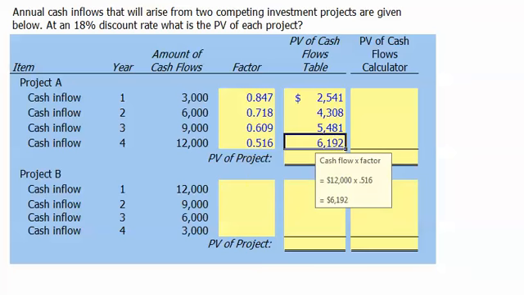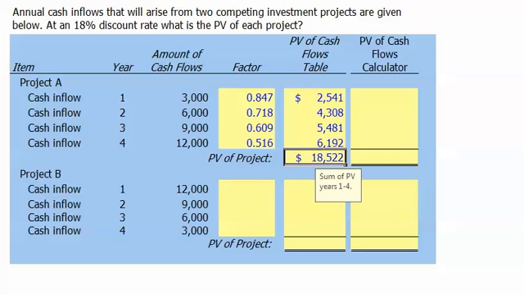$6,192. When we sum the present value of the cash flows in years 1 through 4, we get a present value of project A of $18,522. We could have also calculated the present value using our financial calculator.